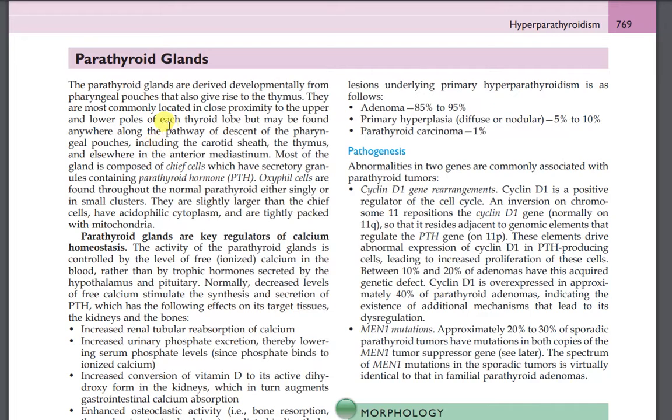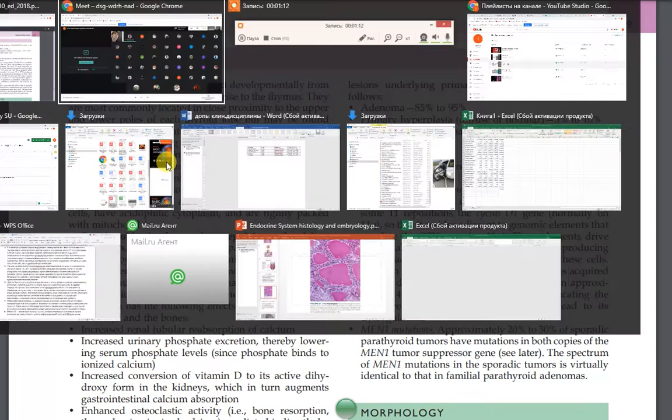So parathyroid glands, according to histological view, we remember that we had chief cells there and oxyphil cells. The function of oxyphil cells is unclear, so even if we have any tumor of these cells, we don't see any changes, and that's why we don't mention this disorder, and we don't treat it like a disorder.